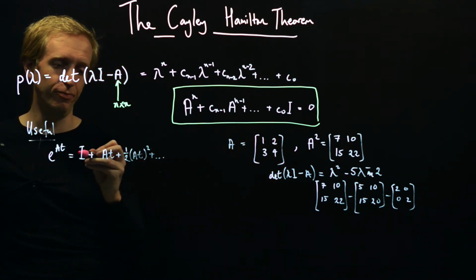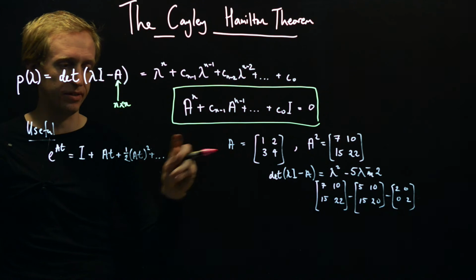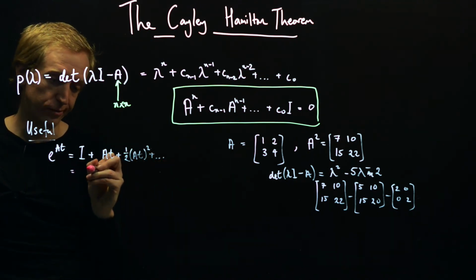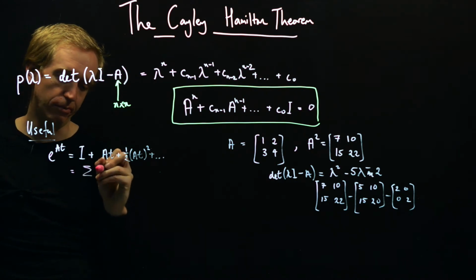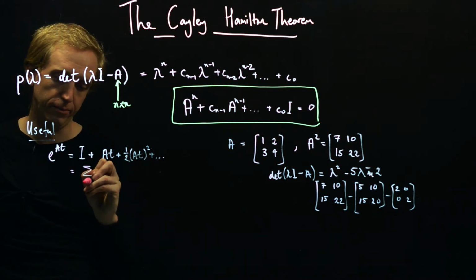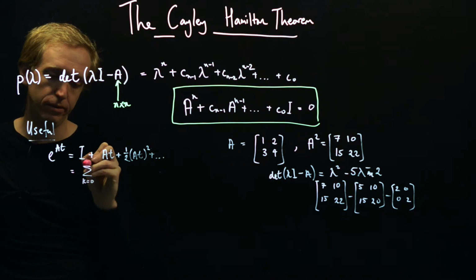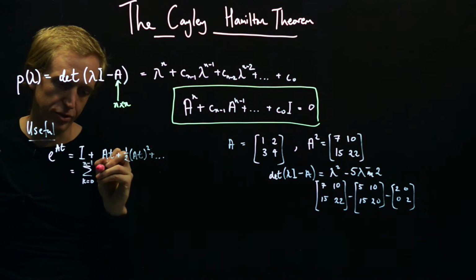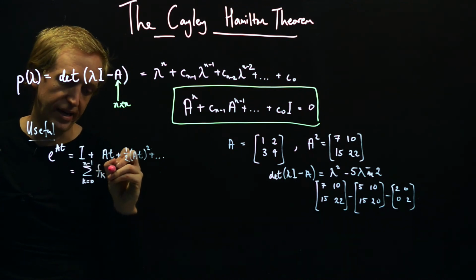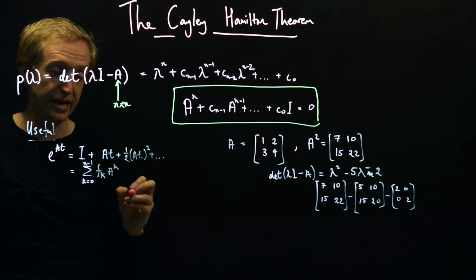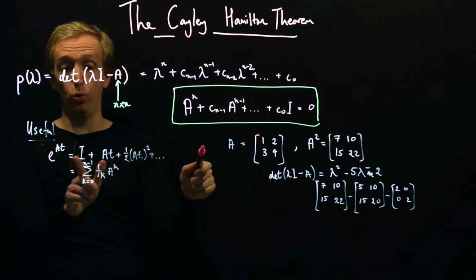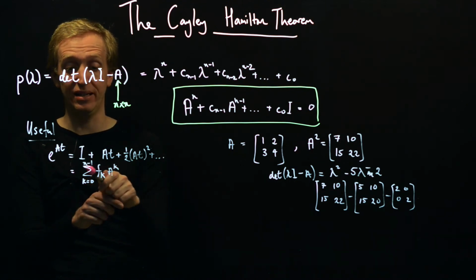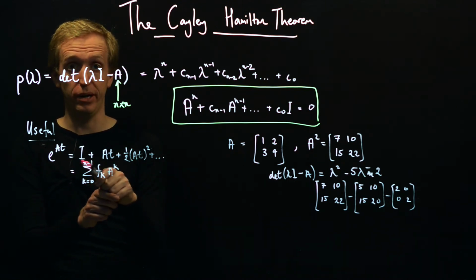So the Cayley Hamilton theorem tells us that as long as this series is converging, we can rewrite this as a sum over k between 0 and n minus 1, of some constants, let's just call them f_k, times A to the power of k. So we don't necessarily know what the constants are, but we know that there are some constants, so that we only need to consider powers up to the order of n minus 1.